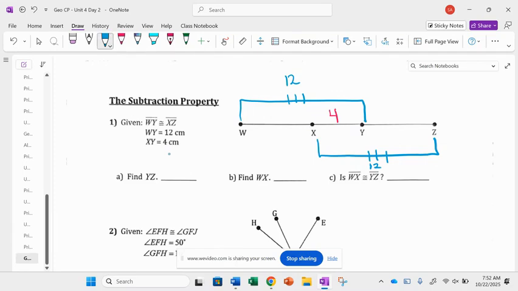8, you got it. Jack, could you tell me what we subtracted? No, Jack in the back. Yep, we subtracted 12 minus 4. Could you name me the segments that we subtracted? So it was XZ minus what? You got it.